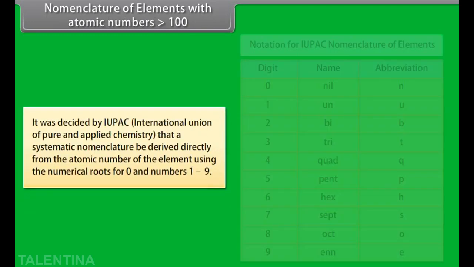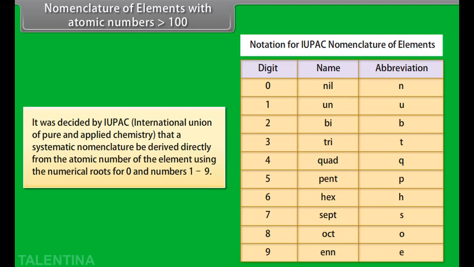Nomenclature of elements with atomic numbers greater than 100. It was decided by IUPAC, the International Union of Pure and Applied Chemistry, that a systematic nomenclature be derived directly from the atomic number of the element using the numerical roots for 0 and numbers 1 to 9.